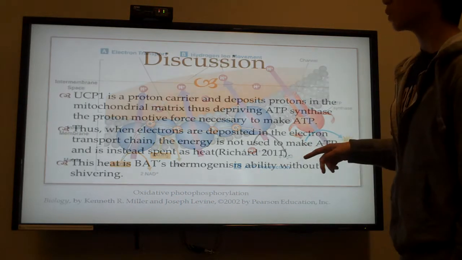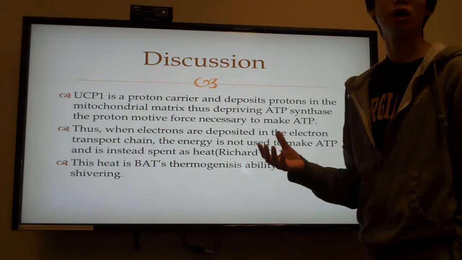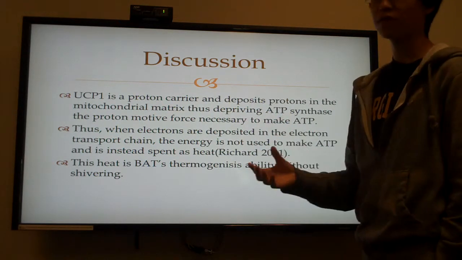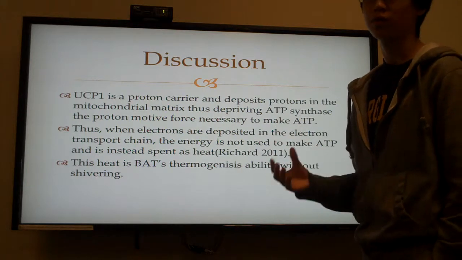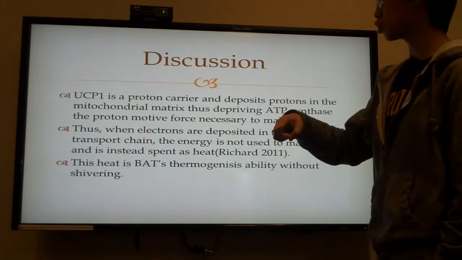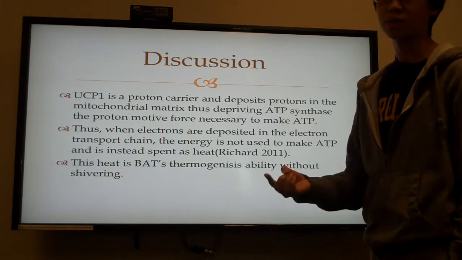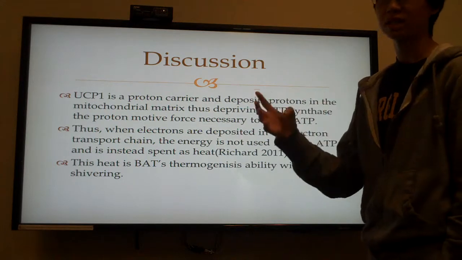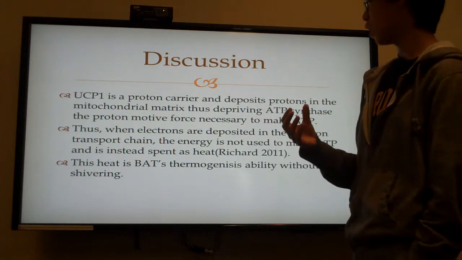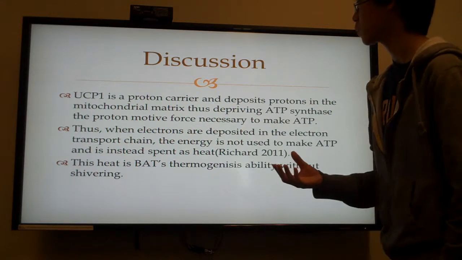However, UCP1 is a proton carrier and deposits protons in the mitochondrial matrix, and thus deprives ATP synthase of the proton motive force necessary to make ATP. Thus, when electrons go through the electron transport chain, the energy is not made into ATP, and instead generates heat. And this heat is the basis of the brown adipose tissue's thermogenic capabilities.